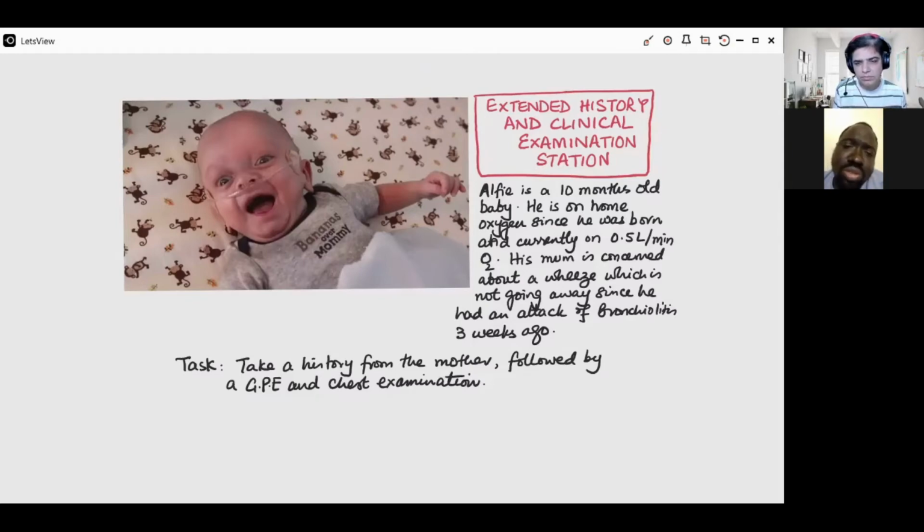Apart from him being on oxygen, has he been an otherwise healthy child? Yes, otherwise he's been healthy. Apart from that, he gets a lot of viral attacks on and off, and for the last 3 weeks, it's not going away. Okay.